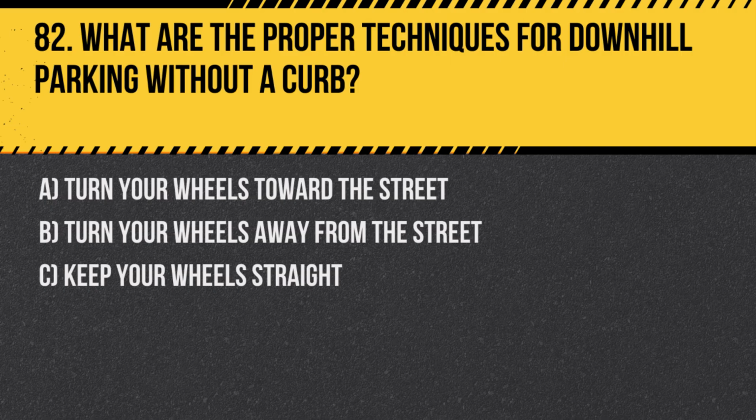Question 82. What are the proper techniques for downhill parking without a curb? A. Turn your wheels toward the street. B. Turn your wheels away from the street. C. Keep your wheels straight. Answer: B. Turn your wheels away from the street. When parking downhill without a curb, you should turn your wheels away from the street to ensure that if your vehicle starts to move, it will roll away from traffic.